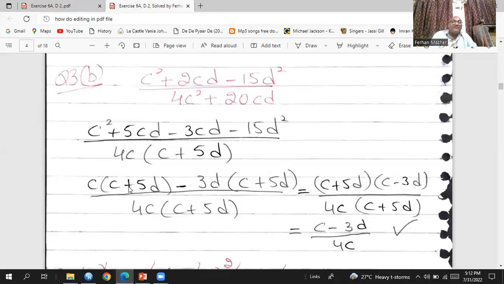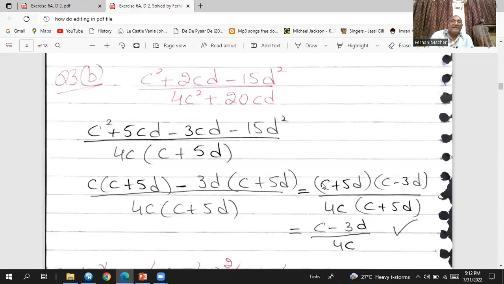And now I can take c plus 5d bracket common from both these terms. So when I take c plus 5d common, in the second bracket I get c minus 3d. So now you can see the numerator has two brackets multiplying with each other, and in the denominator we have 4c and a bracket c plus 5d multiplying with each other.